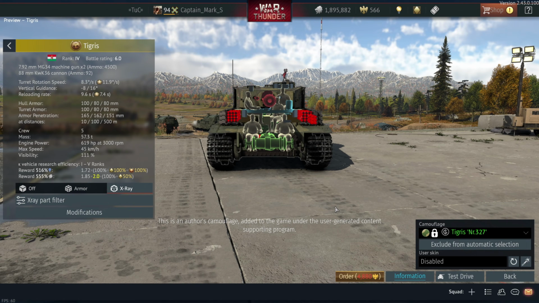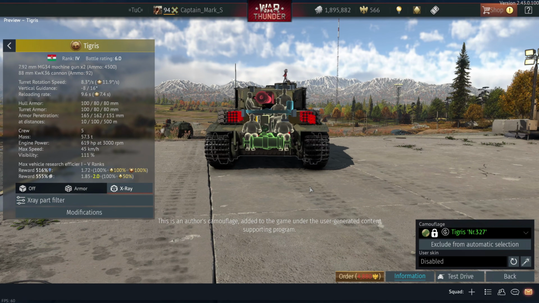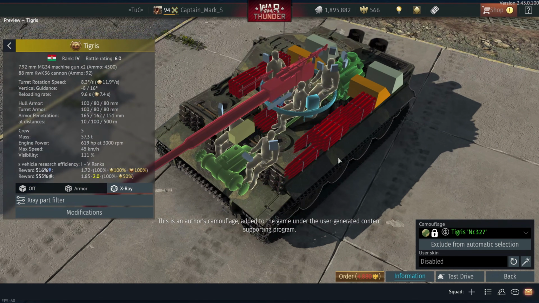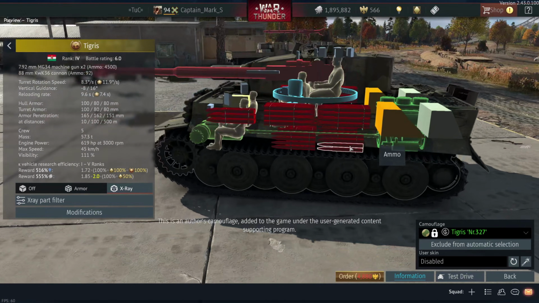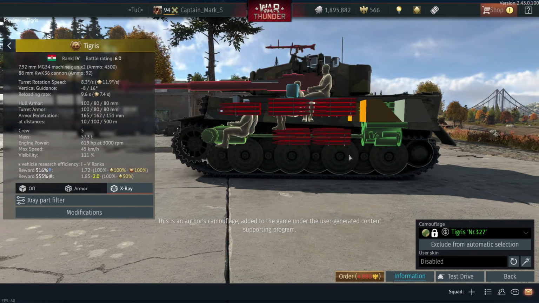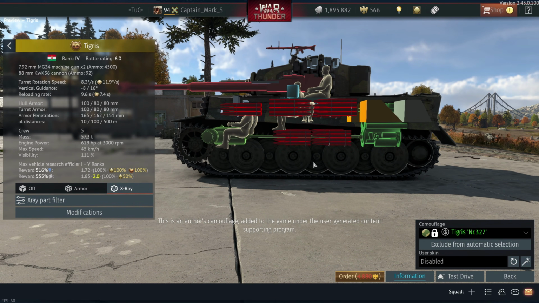Remember when I said to pay attention to the location of the ammo racks on tanks? The Tiger and all of its other variants are very susceptible to ammo rack explosions. The most common places that players tend to shoot the Tiger are on the left and right side of the hull, and located directly behind this are all of its ammo racks. Also, the side profile of the Tiger is all ammo.